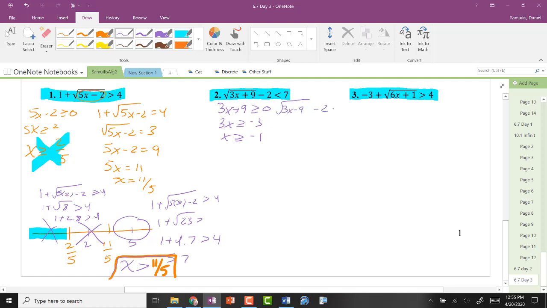3x plus 9 minus 2 equals 7. So 3x plus 9 equals 9. Square both sides. I get 81. 81 minus 9 is 72. So 3x equals, oops, x equals 24. I've said oops a lot, and I really apologize about that. All right, so x equals 24.